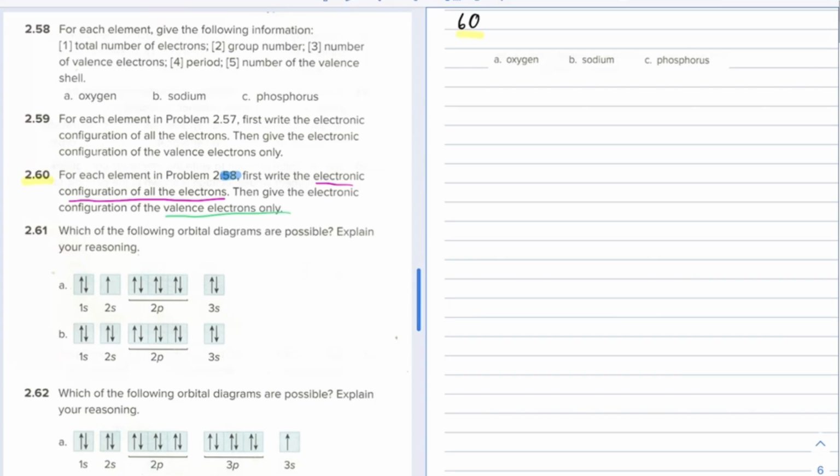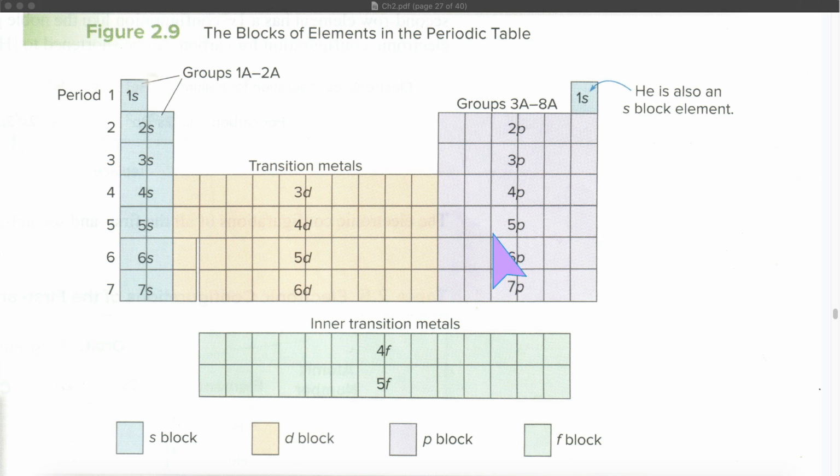Now to do this problem, it will help to use the periodic table. Let's have a look. Here it is, periodic table. So if you know where your element is, then you can pretty much read the electron configuration right off of the table. So suppose we're talking about this element right here, which is in the fourth position of the 4p subshell.